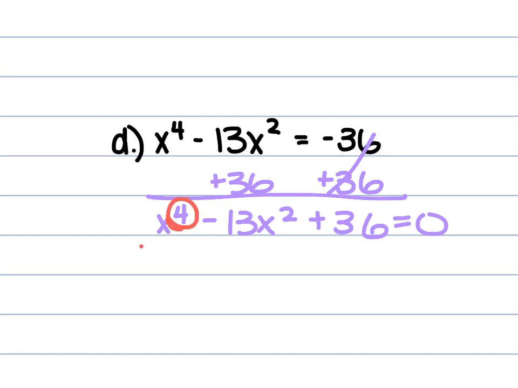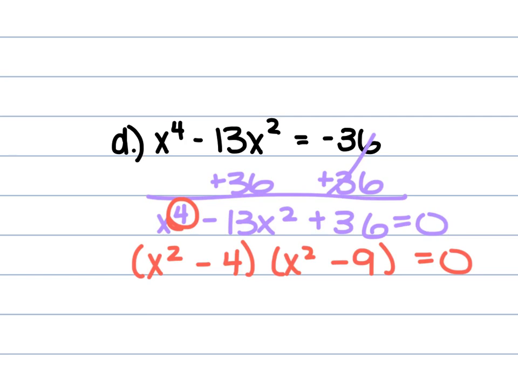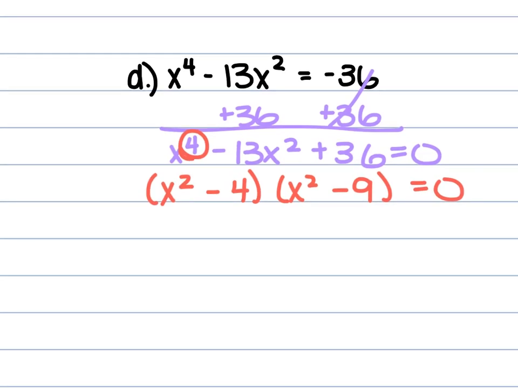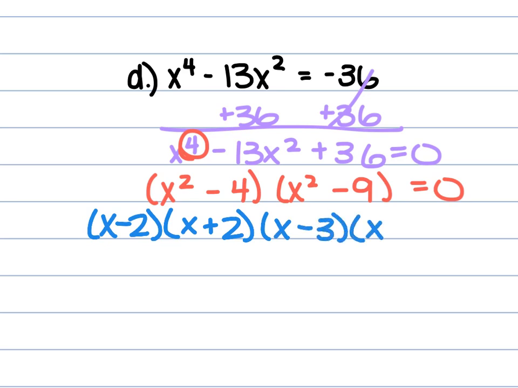This x to the fourth is going to split up as x squared minus 4, as well as x squared minus 9, is equal to 0. Well, we can still factor this x squared minus 4 as well as this x squared minus 9. So this x squared minus 4 is the difference of squares, so it's going to be x minus 2, x plus 2. This x squared minus 9 is the difference of squares with x minus 3 and x plus 3.